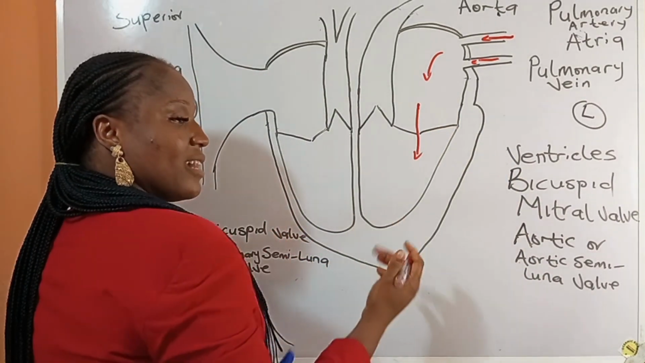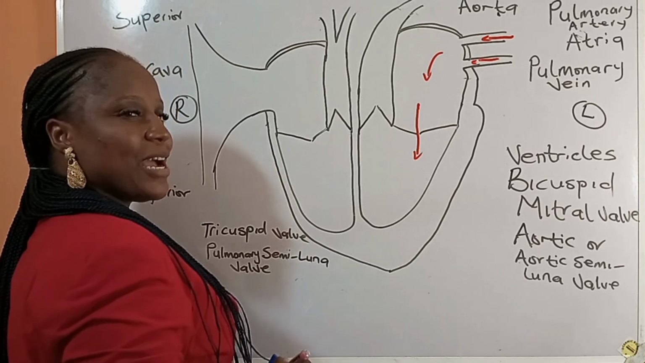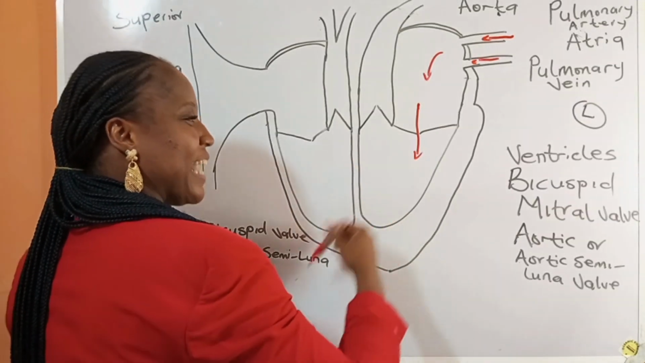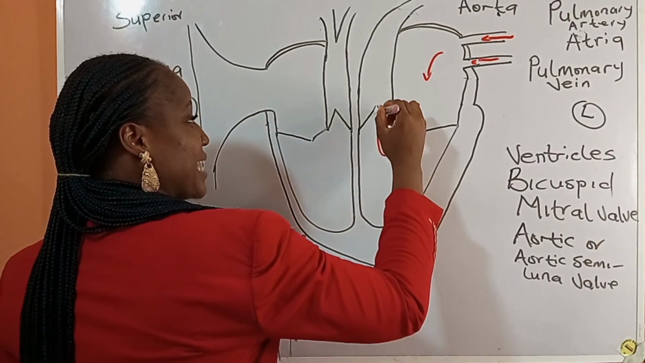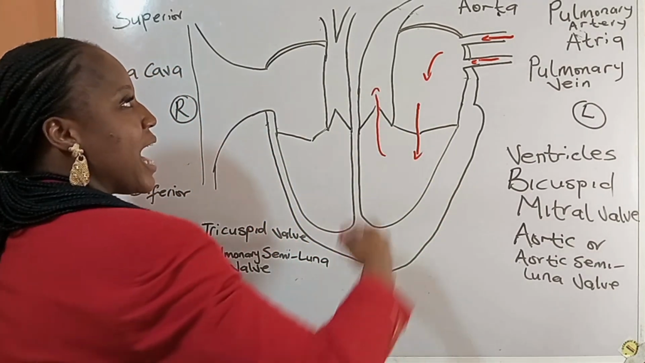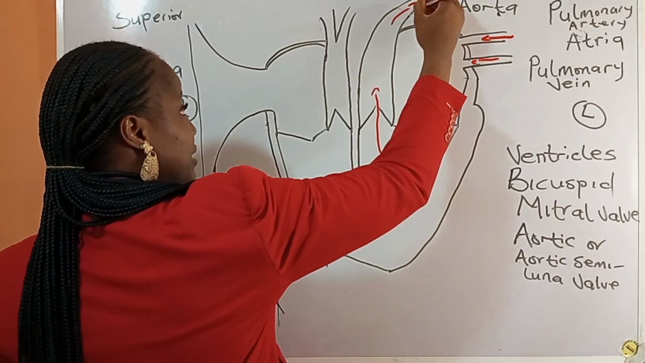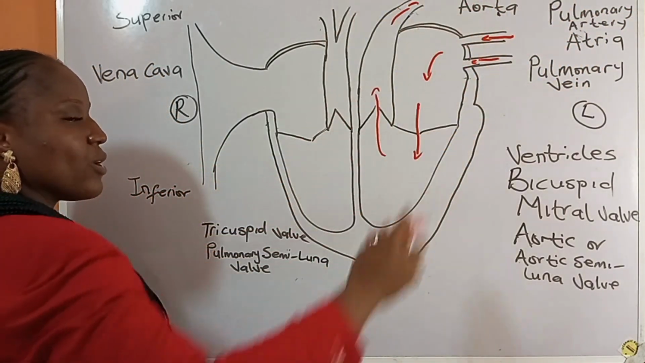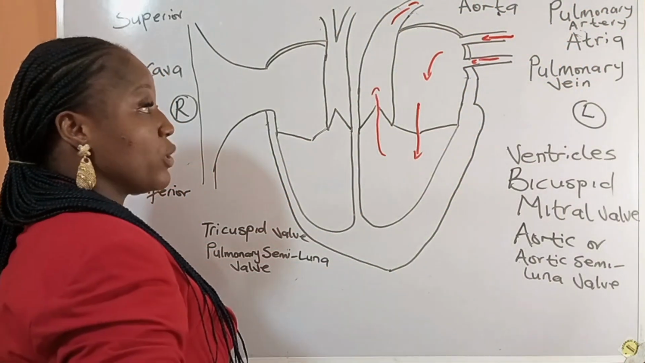In the same way, the left ventricle will contract, and when the left ventricle contracts, it then pushes blood away. It passes through the aortic valve or the aortic semilunar valve, and then the blood goes out to the systemic circulation, where it enters other smaller arteries, which distribute the blood.